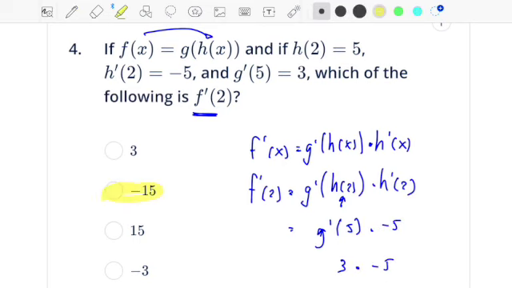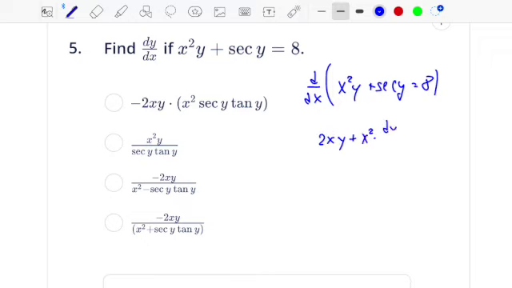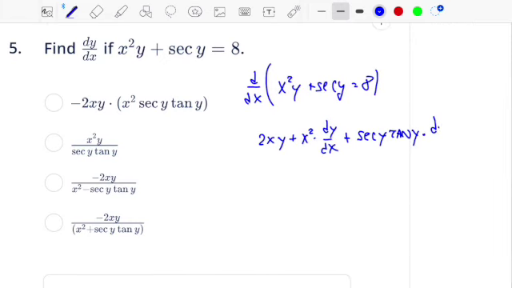Number 5. All right, find dy/dx. We've got something with x and y, so that's our implicit differentiation. d/dx of x squared y plus secant y equals 8. That's going to use the product rule: 2xy plus x squared times dy/dx, plus the derivative of secant, which is secant y tan y, multiplied by dy/dx equals 0.